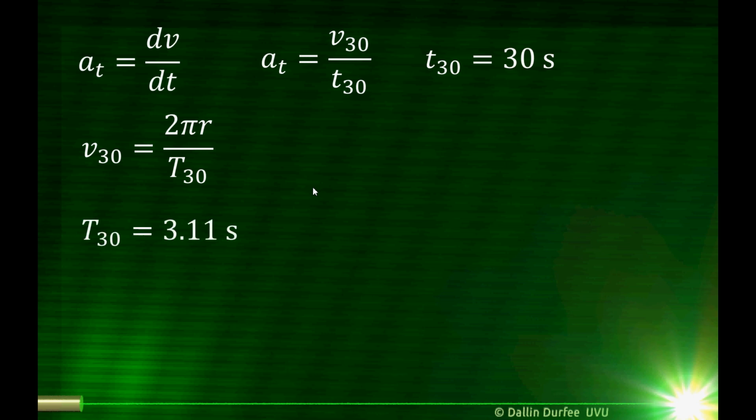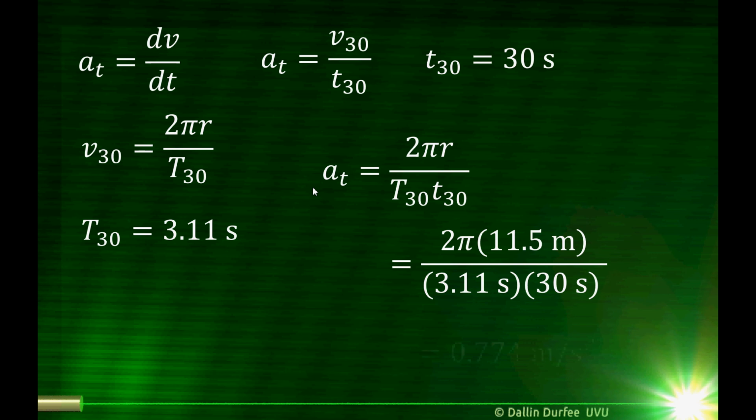And here, that time is 3.11 seconds, right? The problem said after 30 seconds of accelerating, it was rotating at a rate of 1 rotation every 3.11 seconds. So that means the tangential component of acceleration is 2 pi r divided by t30 times little t30. We can just plug in the numbers now, and we find that the tangential component of acceleration is 0.774 meters per second squared, and it's not changing with time.